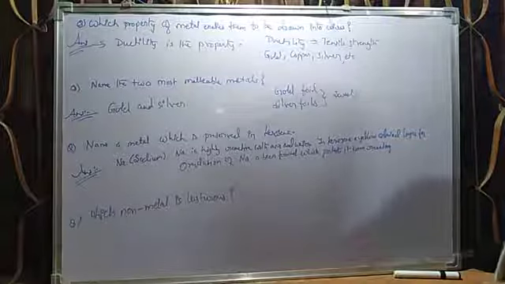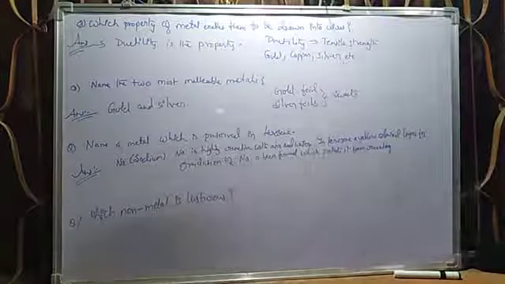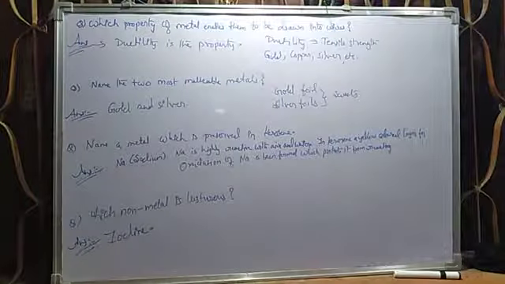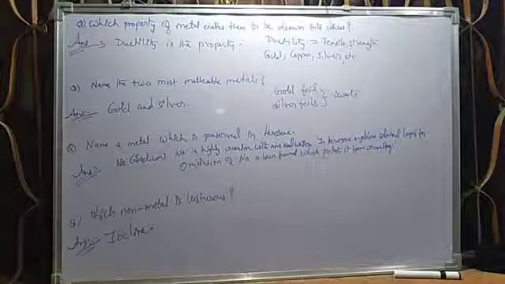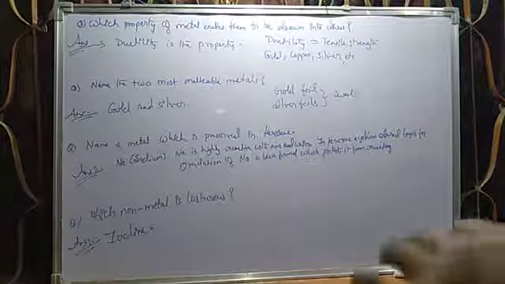Next question is asking which non-metal is lustrous. The non-metal which is lustrous is iodine. Having luster means having a shiny surface. It is one of the exceptions in case of non-metals. It has a shiny nature.